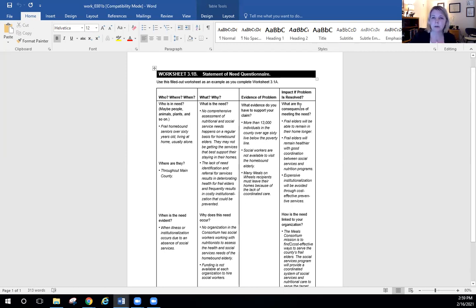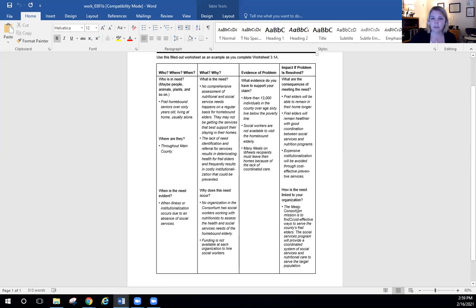And then addressing the impact if the problem is not resolved. The funder really wants to see the necessity of it, and also what will happen if it's not funded. If the problem is resolved, it's really showing them how their money is going to be used and the impact they're going to have. And then definitely at the end here, link it back to your organization. Always go back to the mission and purpose of your organization and how the need is linked to that.